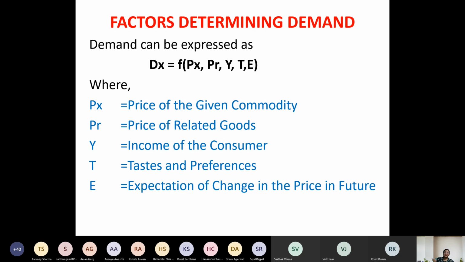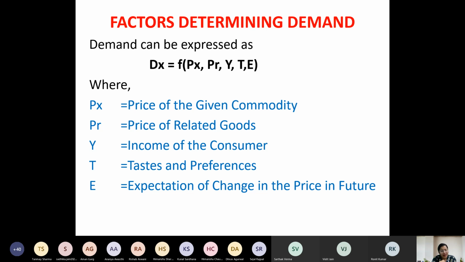Then maybe social pressure. There are different factors. Social pressure, maybe your best friend is using an Apple phone, and only because of that I also want an iPhone, right? Then expectation of change in the price in future. Maybe there is a huge chance of the price decreasing and discounts coming. Like right now we are expecting that in Diwali there will again be an Amazon Great Indian Sale, so we are waiting, right? There will be good deals, so we will buy only in the deal. So that's why I am not buying.